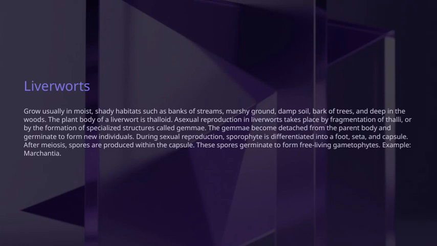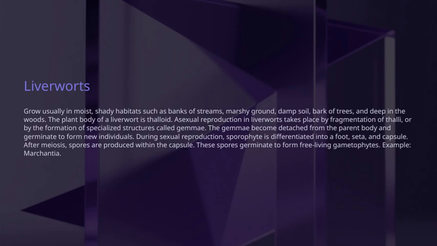Liverworts grow usually in moist, shady habitats such as banks of streams, marshy ground, damp soil, bark of trees, and deep in the woods. The plant body of a liverwort is thalloid, meaning it has a flat, often lobed structure rather than true leaves and stems. Asexual reproduction in liverworts occurs mainly through fragmentation of the thallus itself, or by forming specialized structures called gemmae.